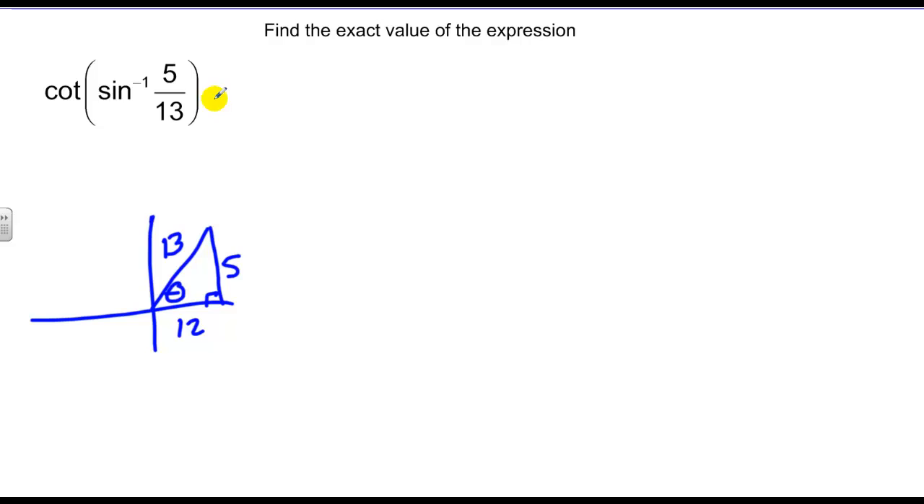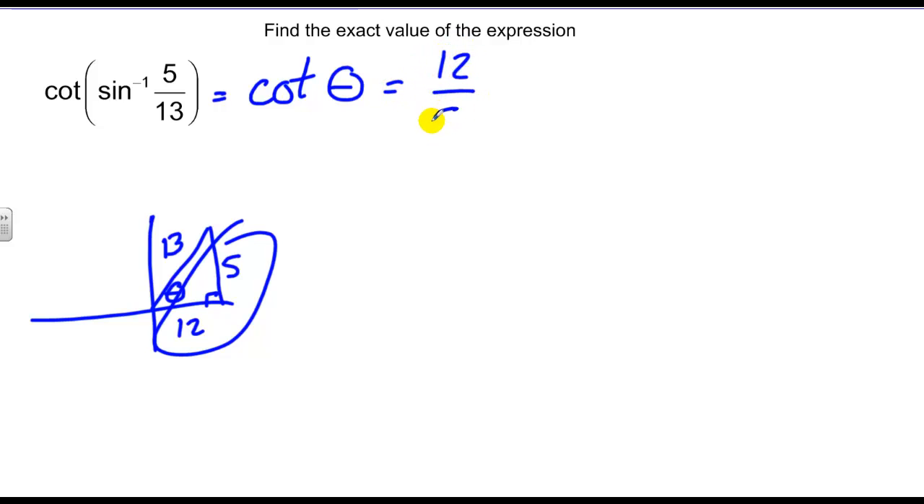And now what I'm asked to do is say, all right, I have some angle, theta, whose value is associated with an inverse sine of 5/13. Here's my theta value. So I'm asked to find the cotangent of this theta value. And if I look at my triangle, my cotangent is just my x value over my y value, and I have all of that within the picture. So I can just say my answer is 12/5.